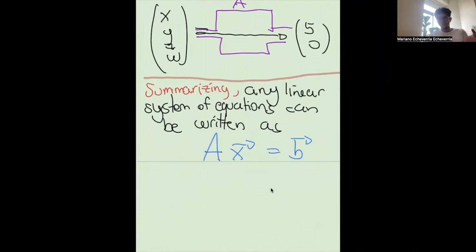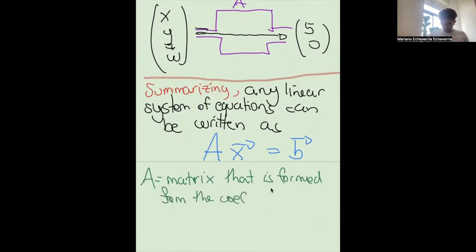A is just like a matrix here, right? So A here is like the matrix that can be formed from the coefficients multiplying each variable.